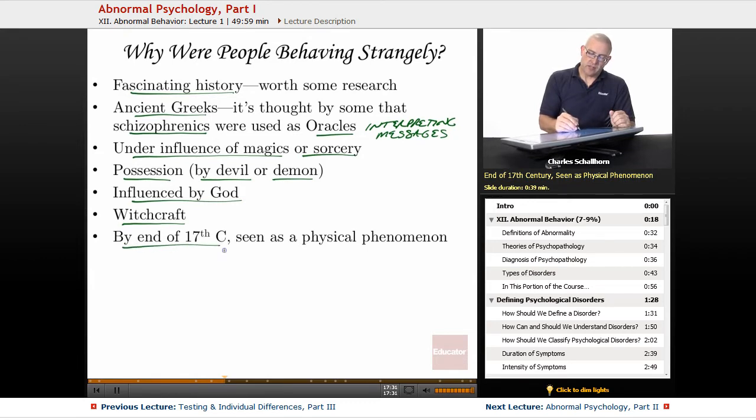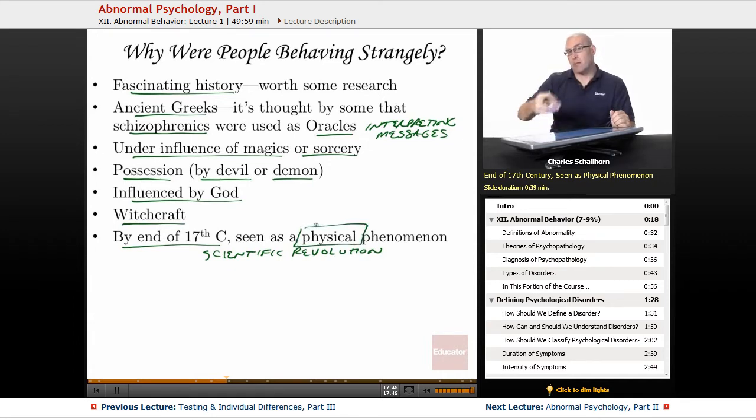But by the end of the 17th century, and the scientific revolution, we started to realize and understand that it was a physical phenomenon, that there was something going on with our biology, with our brains, and then ultimately with our genetics, that was creating these strange behaviors. So not all strange behaviors are going to be biological and physiological, but an awful lot of them are. And so that's one of the issues we're going to be dealing with in this unit.